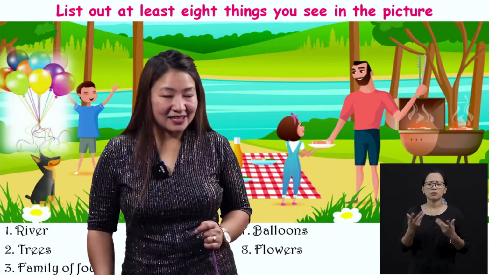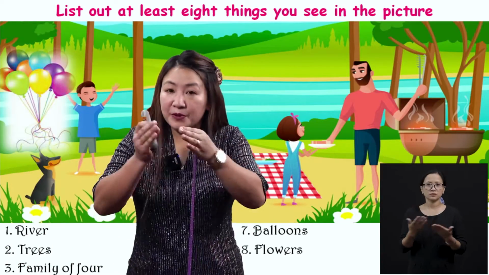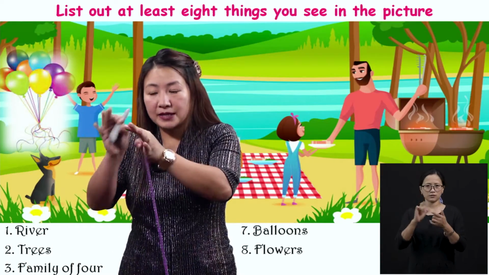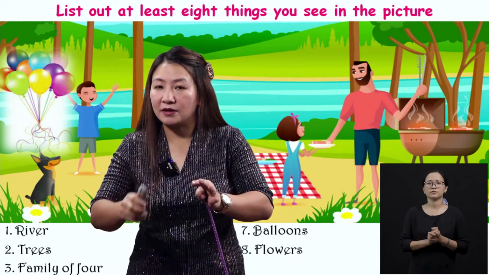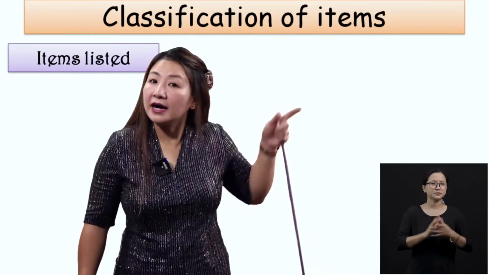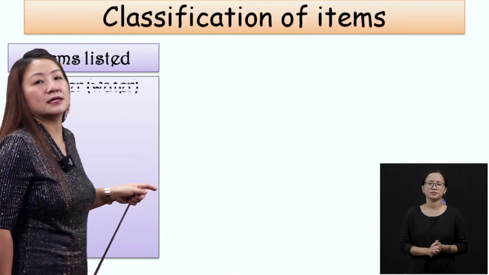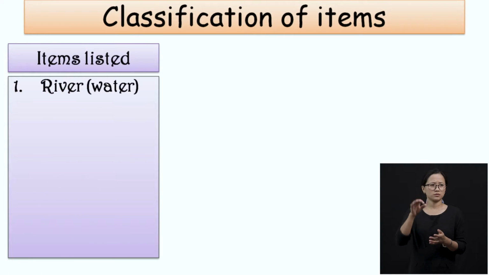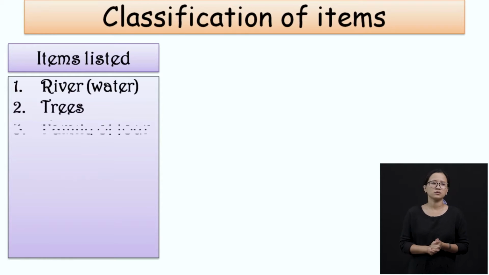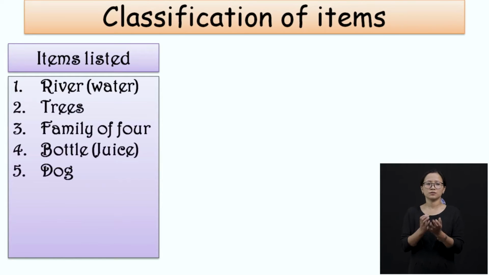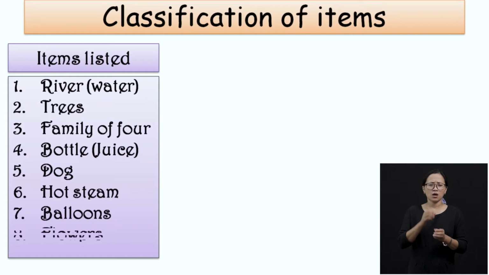Why are we listing these things? We will classify this, separate this in groups, okay? Let us classify the items that we have just listed. What are the items we listed? River, and river is what? It is water only, isn't it? So river, trees, family of 4, bottle of juice, dog, hot steam, balloons, and flowers. So from these items that we have listed, let us try to group them accordingly, okay?